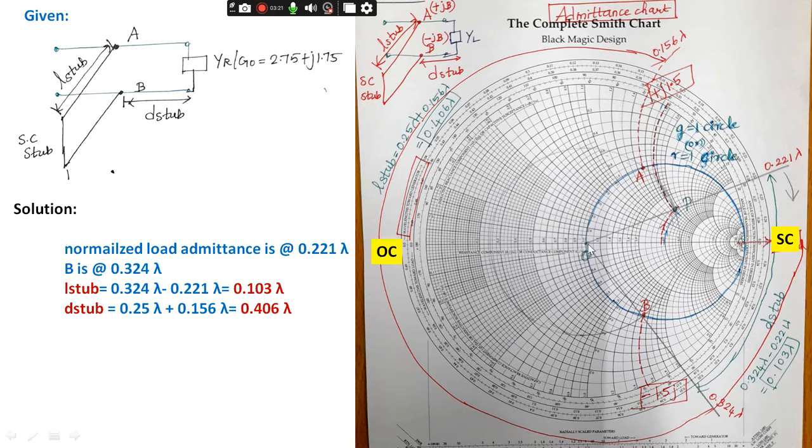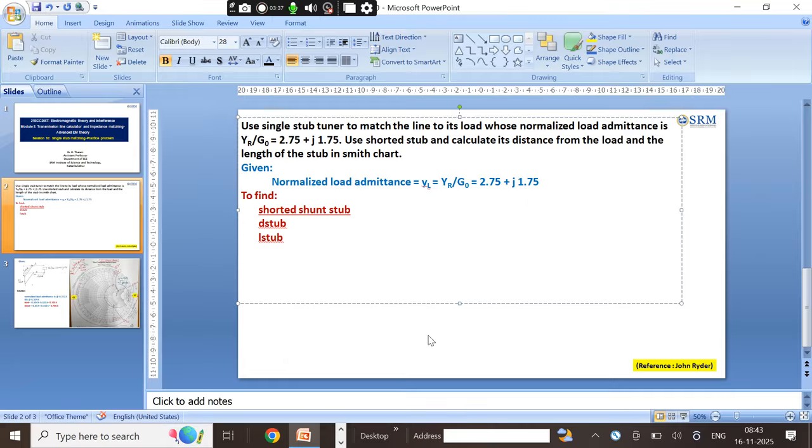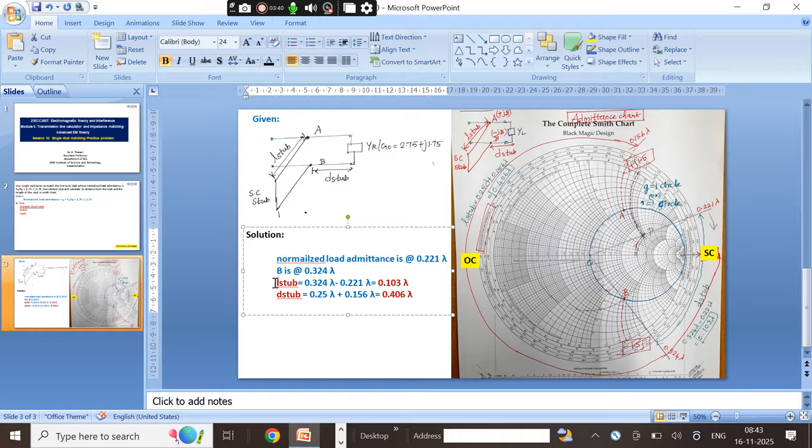So we have to draw a straight line from the center crossing this point B, and that straight line should extend outwards. Seeing the distance between these 2 points, the load is available at 0.221 lambda. This B point is available at 0.324 lambda. So this is my distance of the stub, d_stub, which is 0.103 lambda.